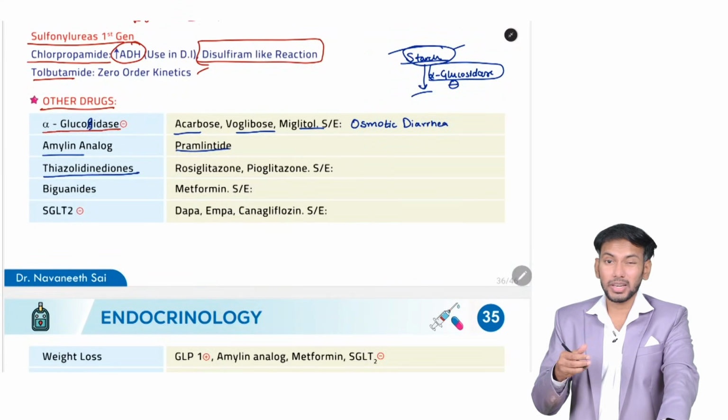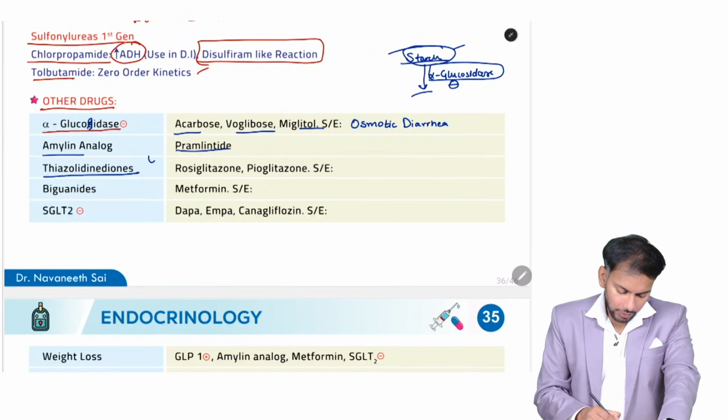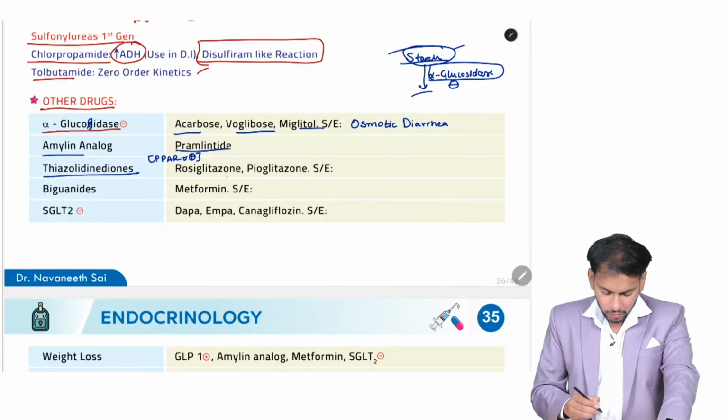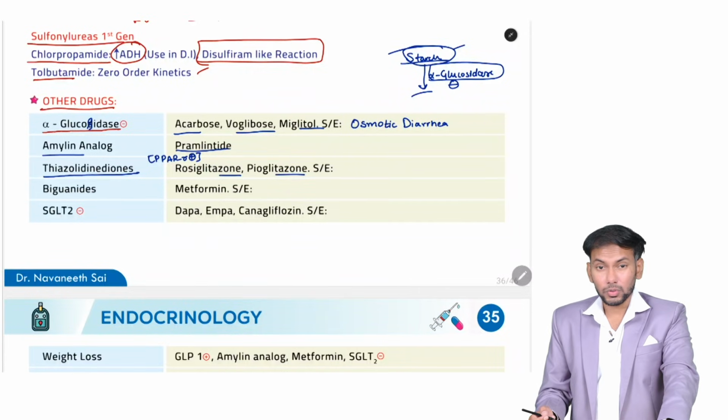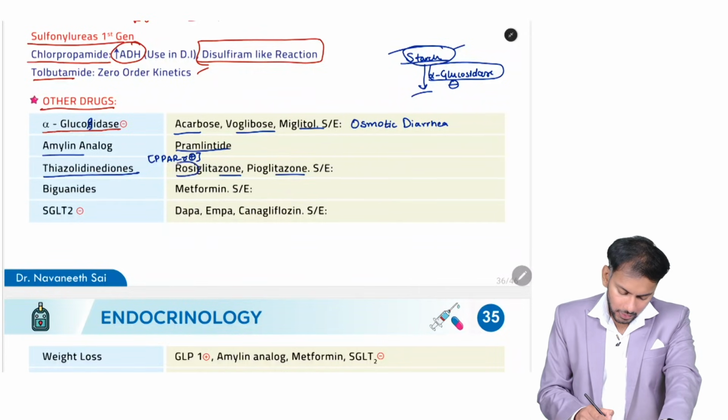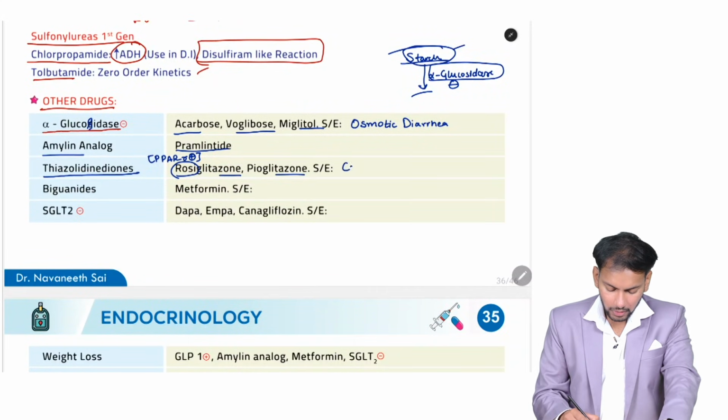Next is thiazolidinediones. Now, they will activate PPAR gamma receptor. The drug names are glitazones, rosiglitazone and pioglitazone. So, what are the side effects? Pretty common mnemonic. Rosi breaks your heart, so it is cardiotoxic. Some glitazones will also cause bladder cancer.